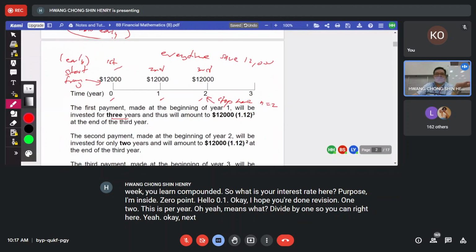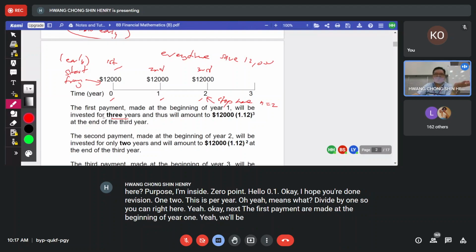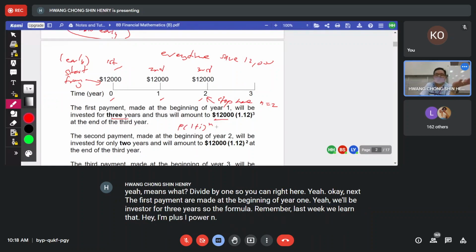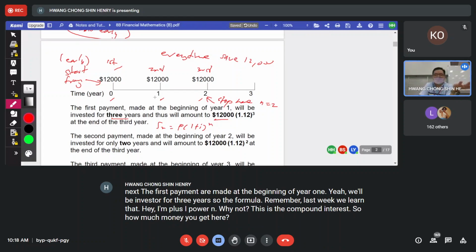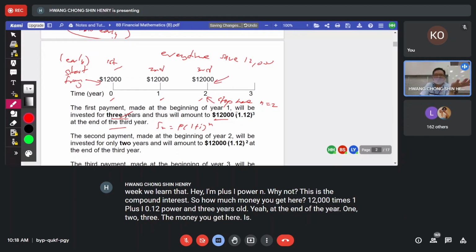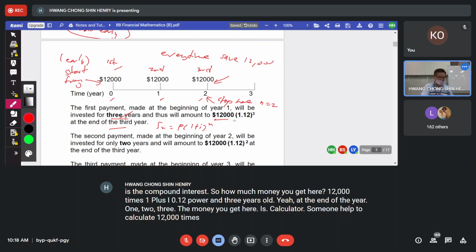Okay, next. The first payment made at the beginning of year 1 here will be invested for 3 years. So the formula, remember last week we learned P times (1 plus i) to the power n. Right or not? This is the compound interest. So how much money do you get here? 12,000 times (1 plus 0.12) to the power n, 3 years. Okay, at the end of the third year, 1, 2, 3. The money you get here is, calculator. Someone help to calculate 12,000 times 1.12 to the power 3. How much?